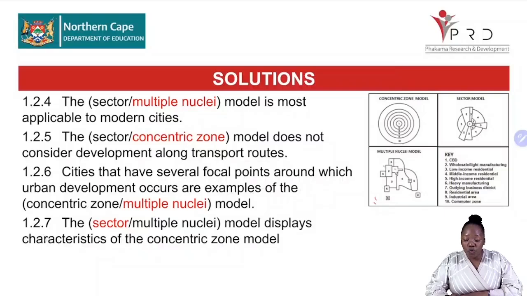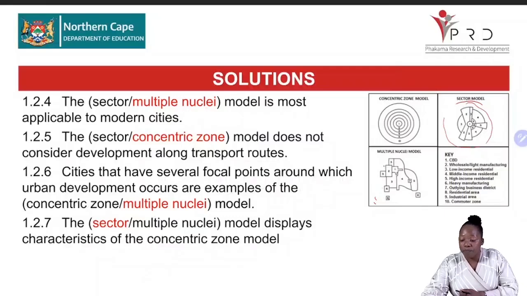Then your 1.2.7, is it a sector or a multiple nuclear? The answer is the sector models. They display the characteristics of the concentric zone model. So as you can see there, it is around, even though it has those different wedges, it also displays the characteristics of the concentric zone.